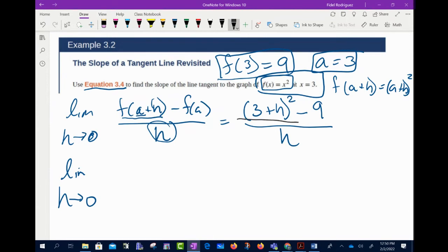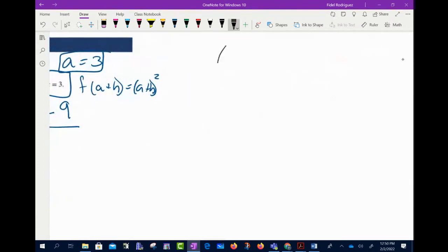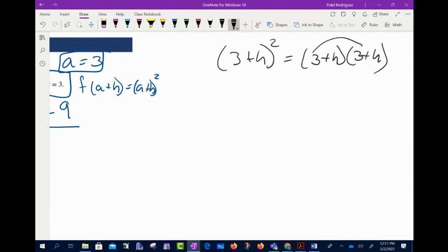But check this out. (3 plus h) squared. So we're going to do a little sidetrack over here. What does (3 plus h) squared mean? It means 3 plus h and 3 plus h, right? And you say, oh, remember the FOIL method? Man, they taught us the FOIL method left and right in high school, didn't they? So 3 and 3 is 9. 3 times h is 3h. So we got that one done. h times 3 is another 3h. And h times h is, what, h squared?